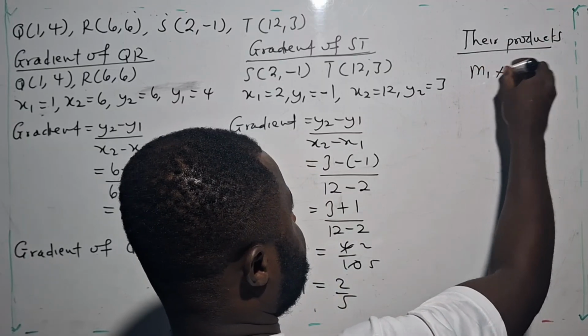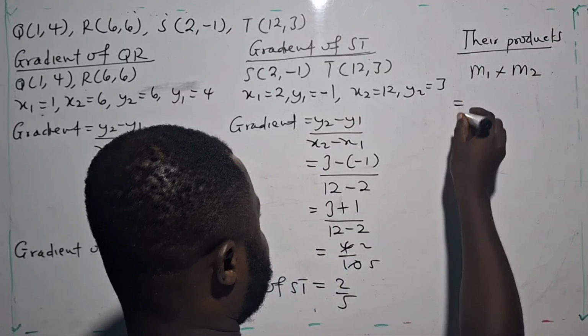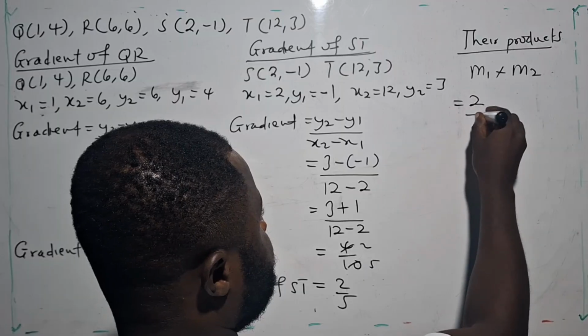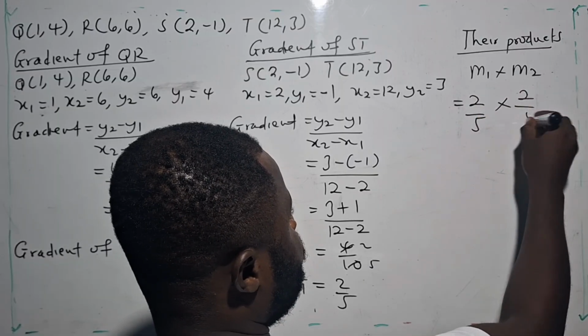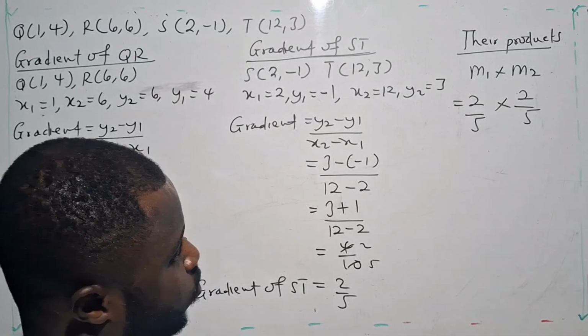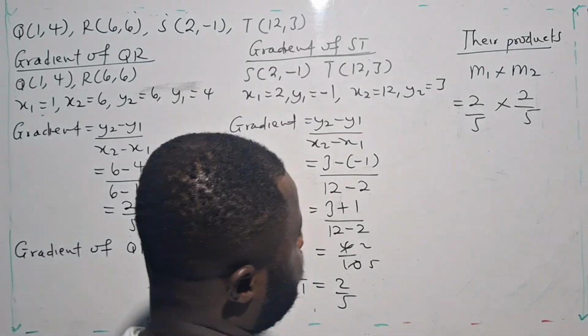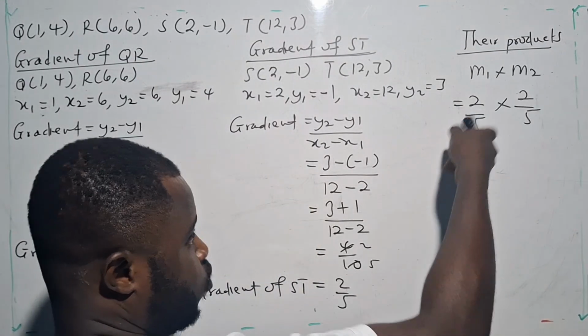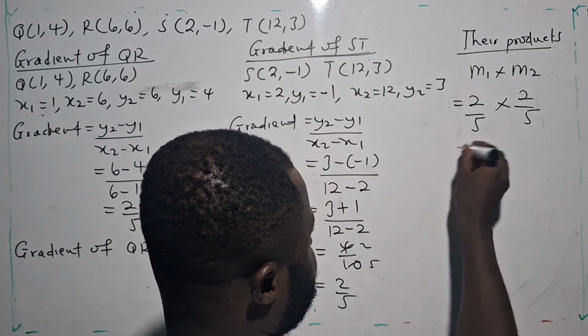I have the first gradient and the second gradient. So the first gradient is 2 on 5 and the second gradient is 2 on 5. Multiplication of fractions: we check if we can cross divide. If we can't, we multiply them straight away.